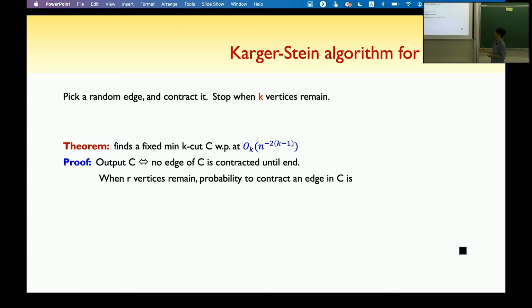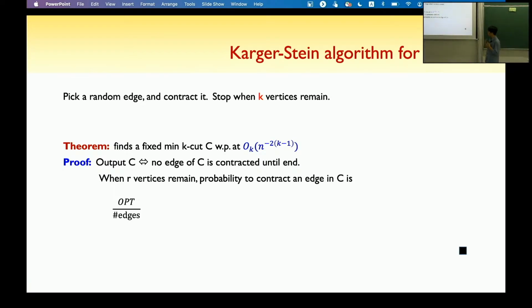Then let's look at one iteration when we have r vertices. Okay, then what's the probability that we screw up? What's the probability that we contract an edge in c? That's simply the number of edges in c, which is opt, divided by the number of edges in the current graph. And I want the upper bound, so there's opt in the numerator. Okay, so opt is the value of the optimal k-cut.